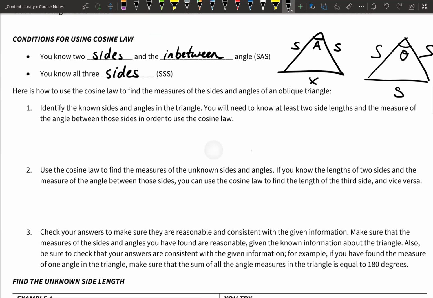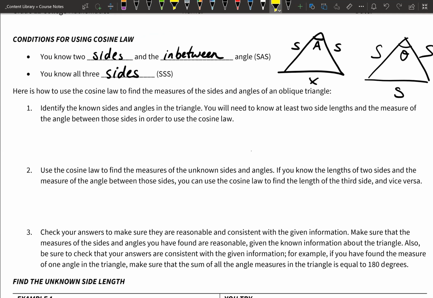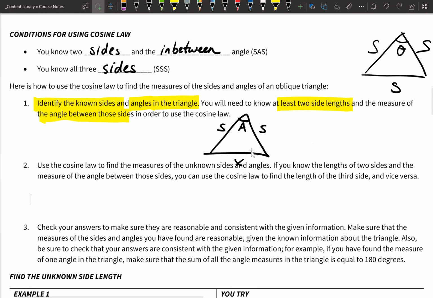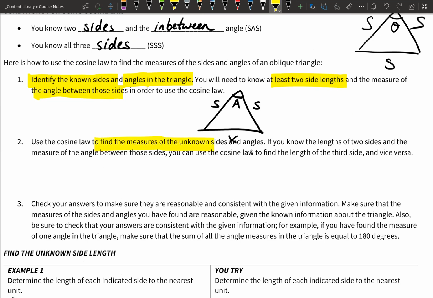Okay. So how do we use the cosine law to solve our triangles? Well, number 1, we identify known sides and angles in the triangle. Okay, you'll need to know at least 2 side lengths and the measure of the angle between in order to use the cosine law. And that was what I was supposed to draw here. So let's put that triangle there. Okay, and I can use the cosine law to find measures of unknown sides and angles. If I know the lengths of 2 sides and the measure of the angle between, I can use the cosine law to find the length of the 3rd side.